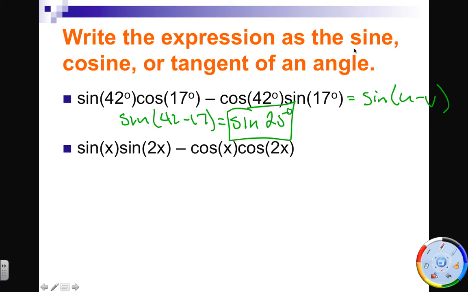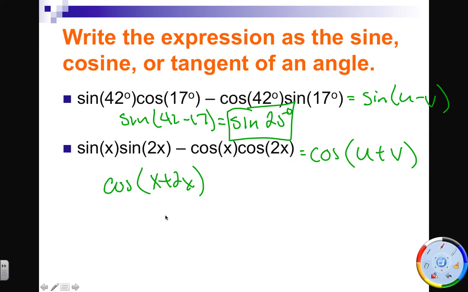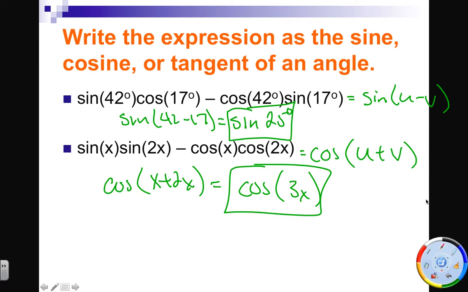Just write the expression as the sine, cosine, or tangent of an angle. All right, next one. I look at sine of x times sine of 2x minus cosine x cosine 2x. Well, if I have sine and cosine together, that automatically tells me it's got to be the cosine of something. And because it's a minus, it tells me it's actually the sum inside my cosine. So it actually becomes the cosine of x plus 2x. And don't leave that, because that's obviously cosine of 3x. And you're done. That's it.